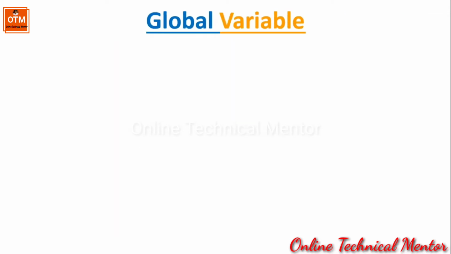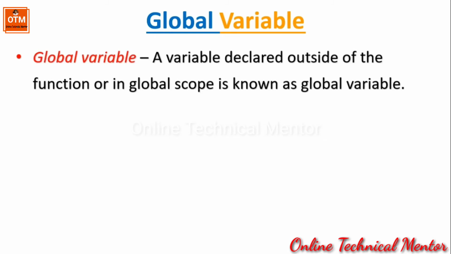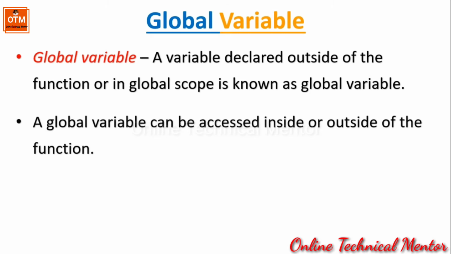Next, come to global variable. A variable declared outside of the function or in global scope is known as a global variable. In a simple way, a variable declared outside the function will be considered a global variable. A global variable can be accessed inside or outside of the function. Let me show you an example first.